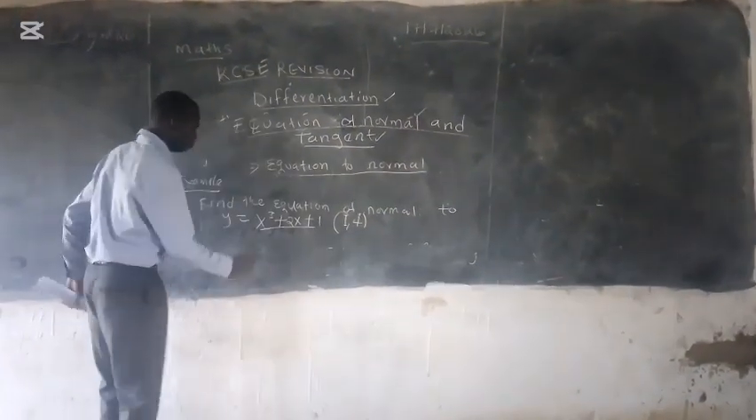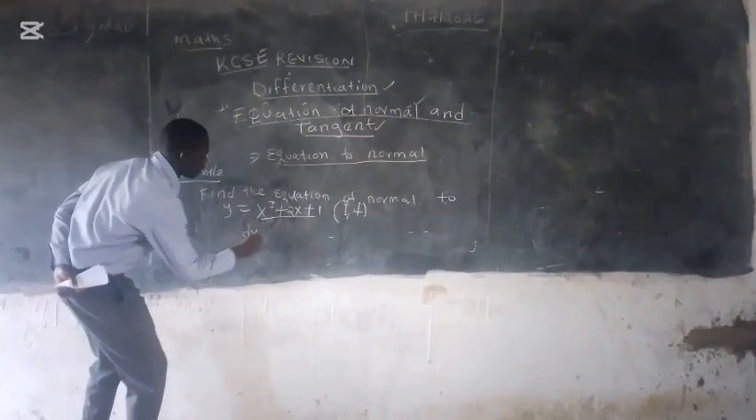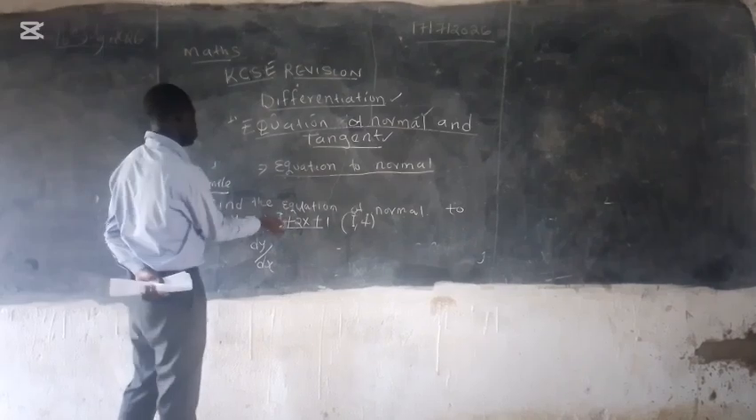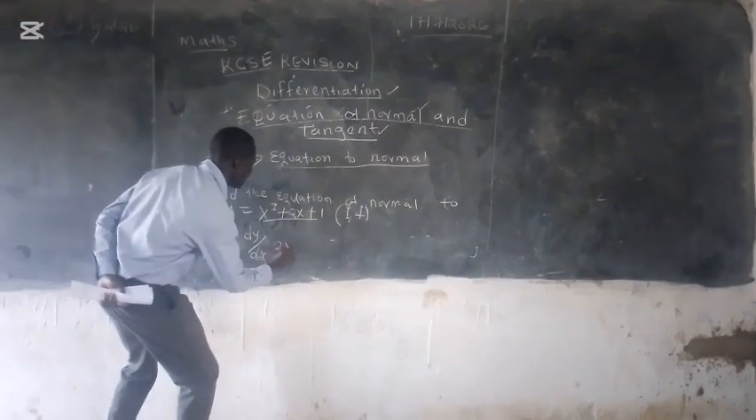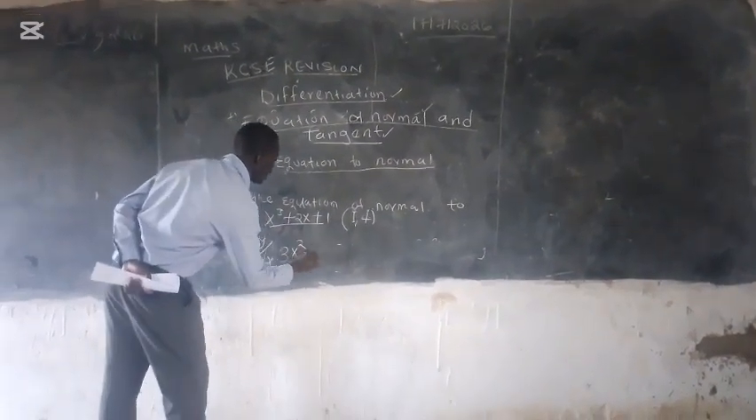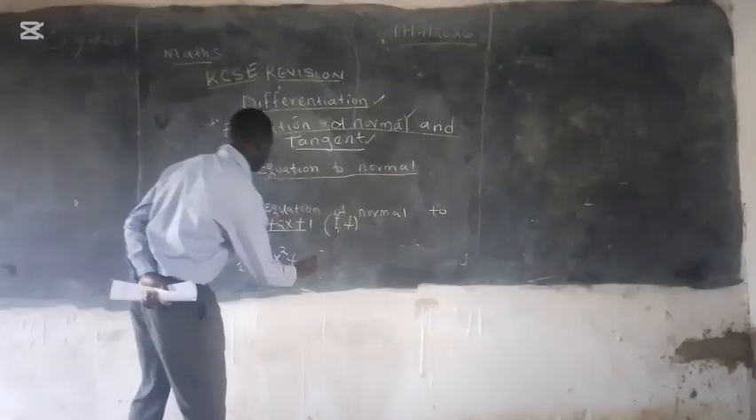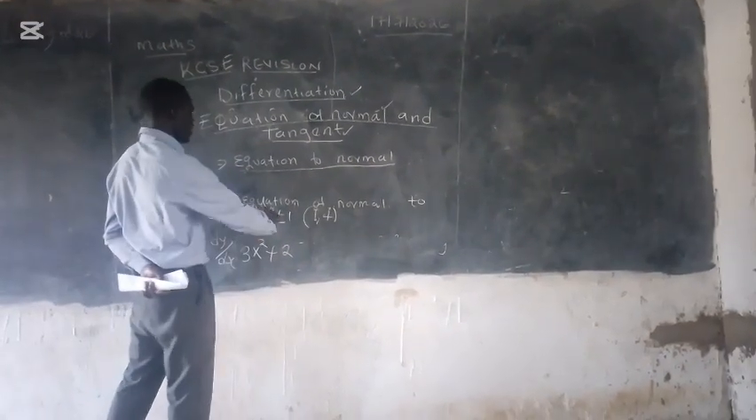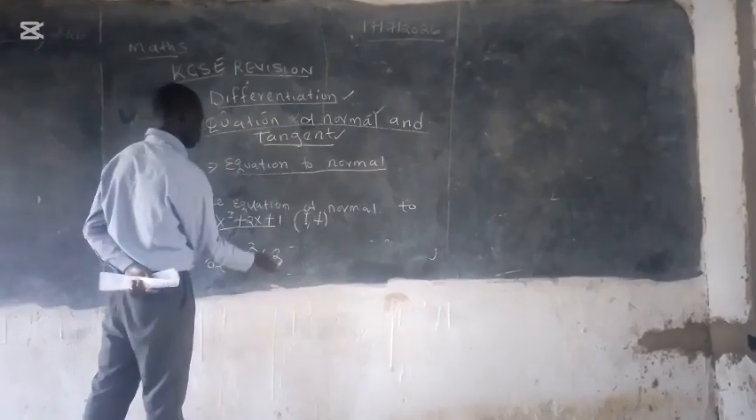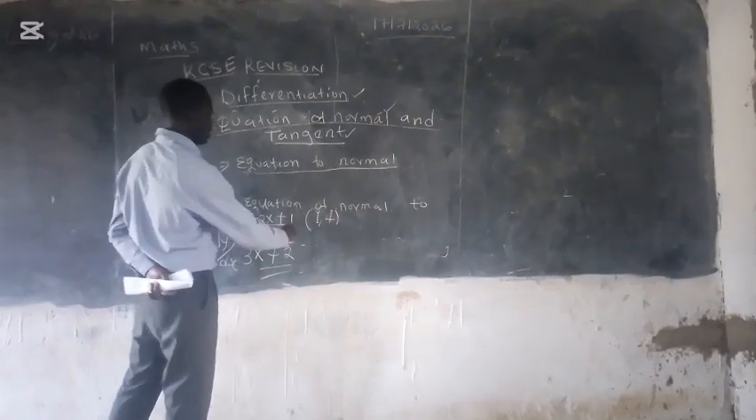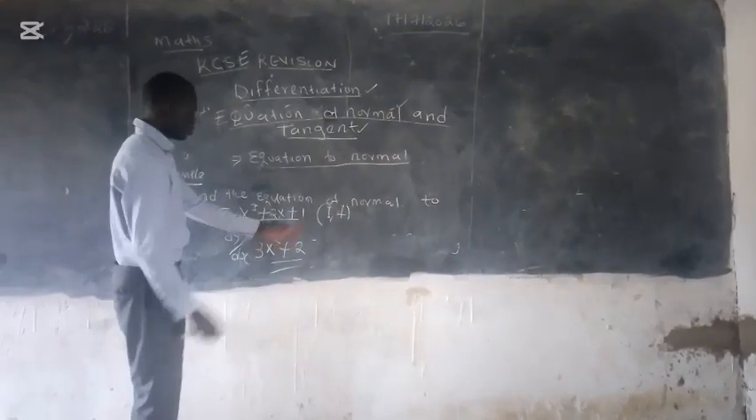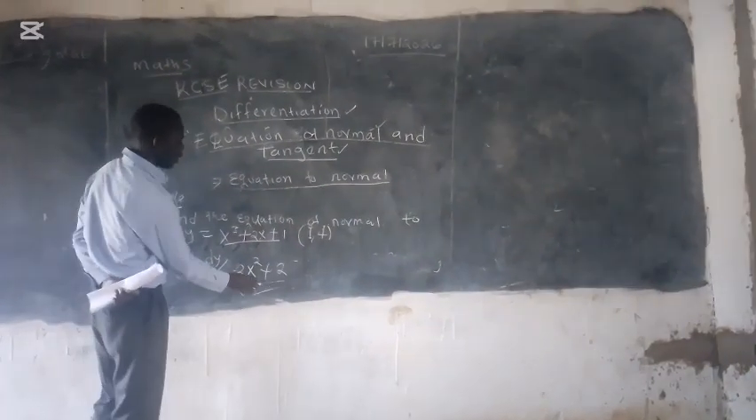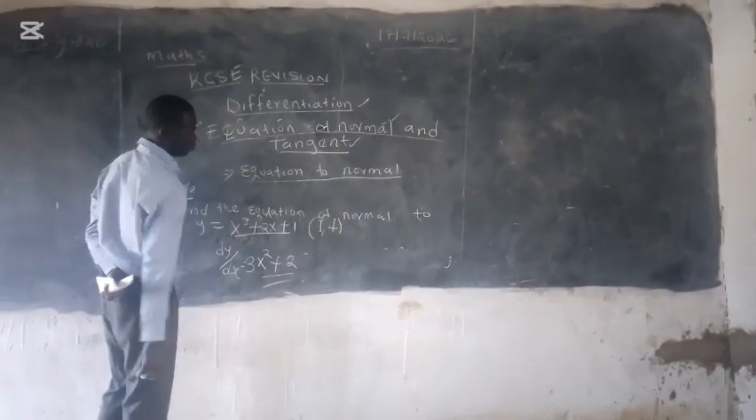Now let us move that dy dx. We differentiate, we bring the power down, 3x, we reduce the power by 1, plus, we bring the power down, 2, here is x, so x to the power 1 minus 1, it will remain 2. This one does not have x, so there is no need for us to differentiate. So this is now our derivative, our gradient function.